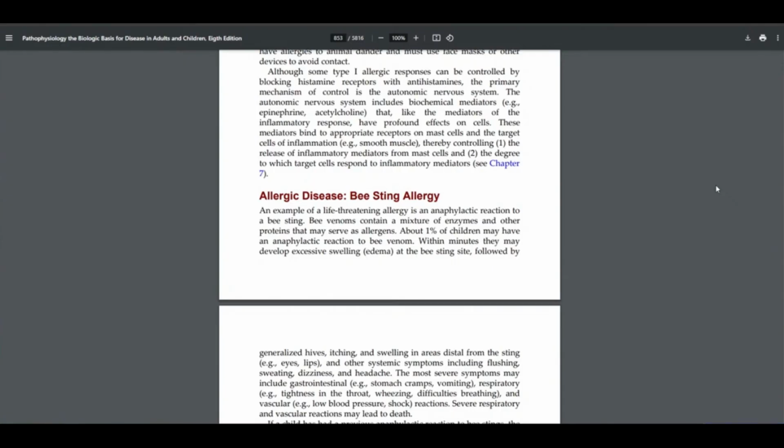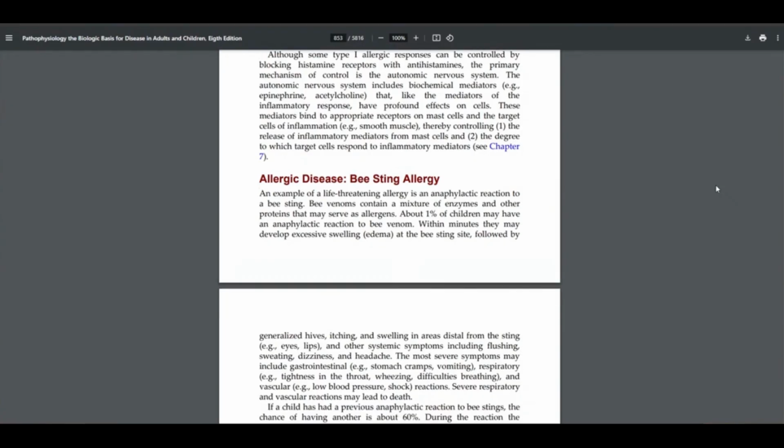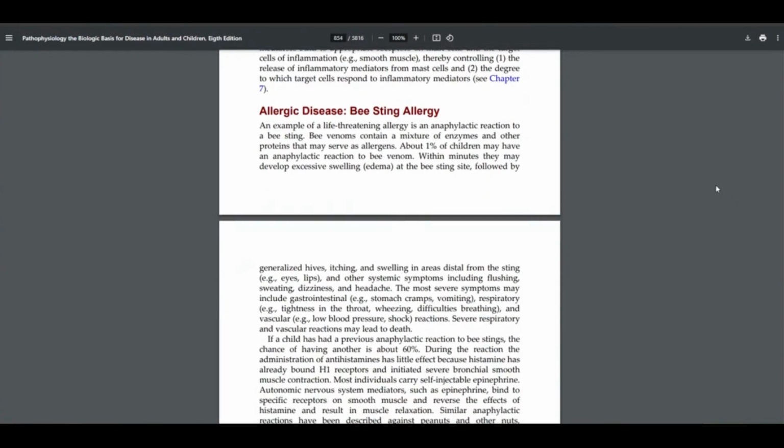These mediators bind to appropriate receptors on mast cells and the target cells of inflammation, such as smooth muscle, thereby controlling, one, the release of inflammatory mediators from mast cells, and two, the degree to which cells respond to the inflammatory mediators.